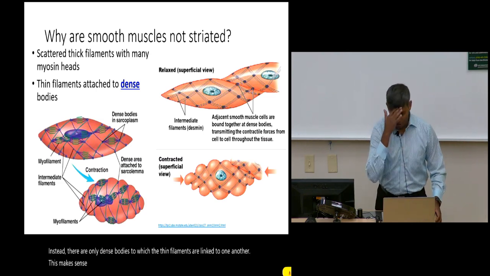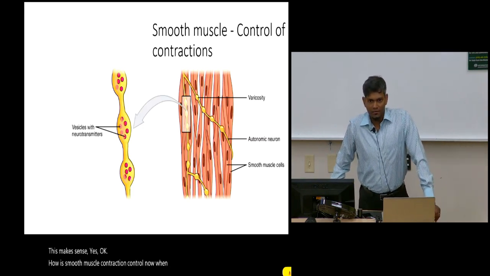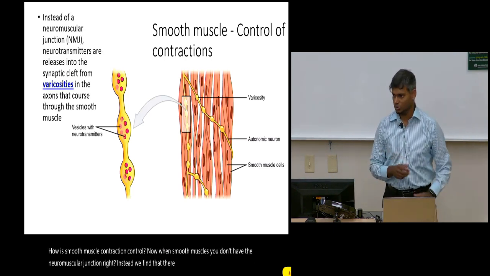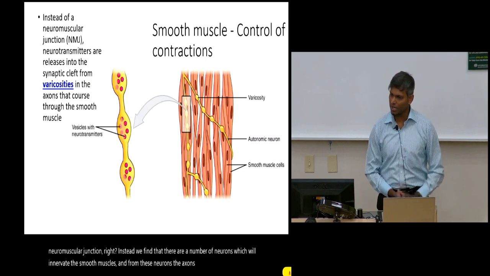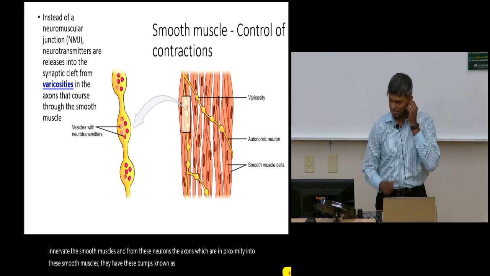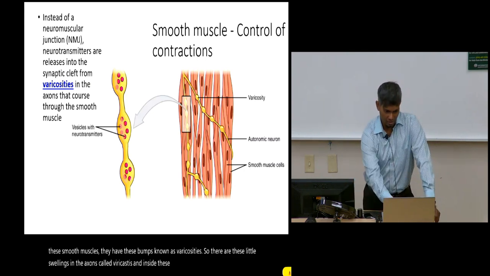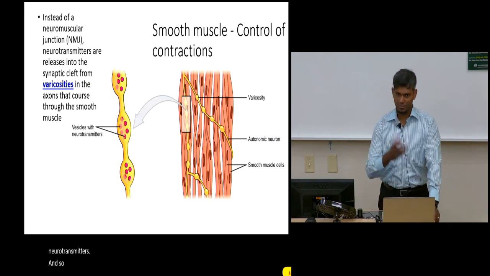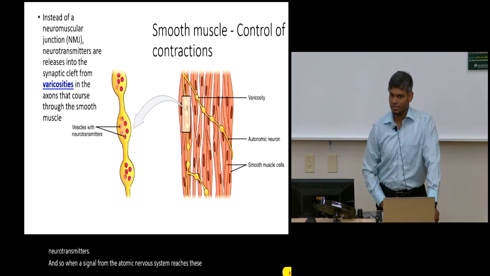Yes? Okay. So how is smooth muscle contraction controlled? Now in smooth muscles you don't have the neuromuscular junction, right? Instead we find that there are a number of neurons which will innervate the smooth muscles, and from these neurons the axons which are in proximity to these smooth muscles, they have these bumps known as varicosities. So there are these little swellings in the axons called varicosities, and inside these varicosities you have the neurotransmitters such as acetylcholine.